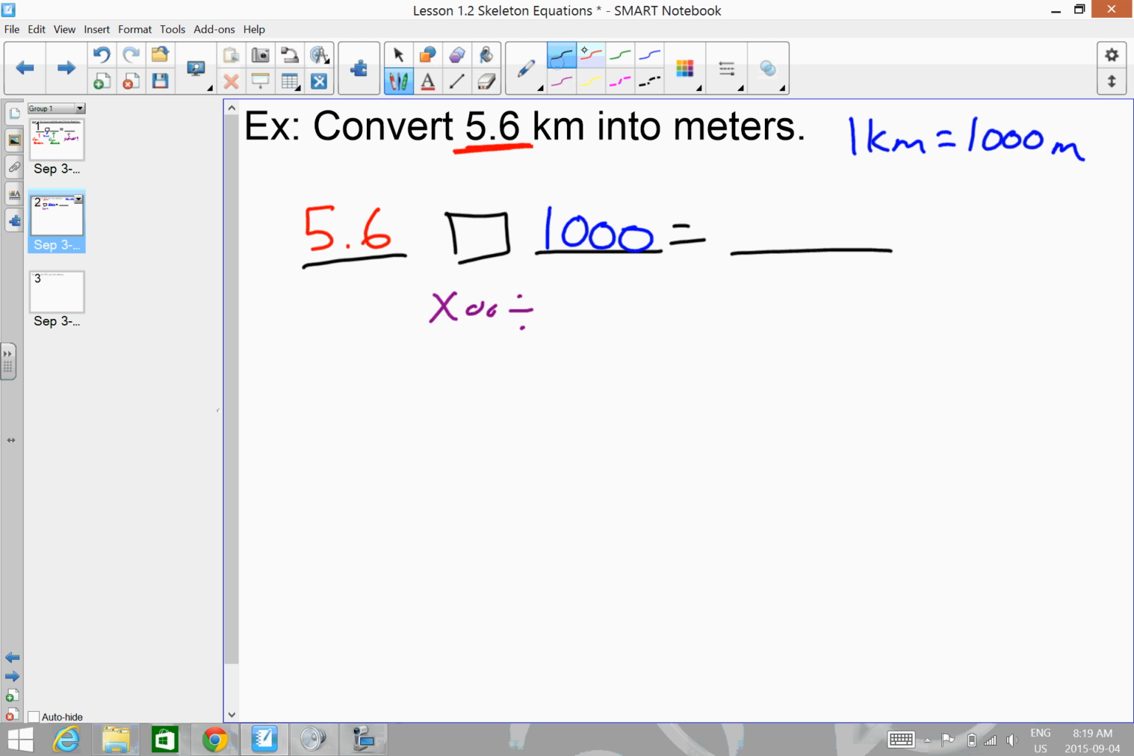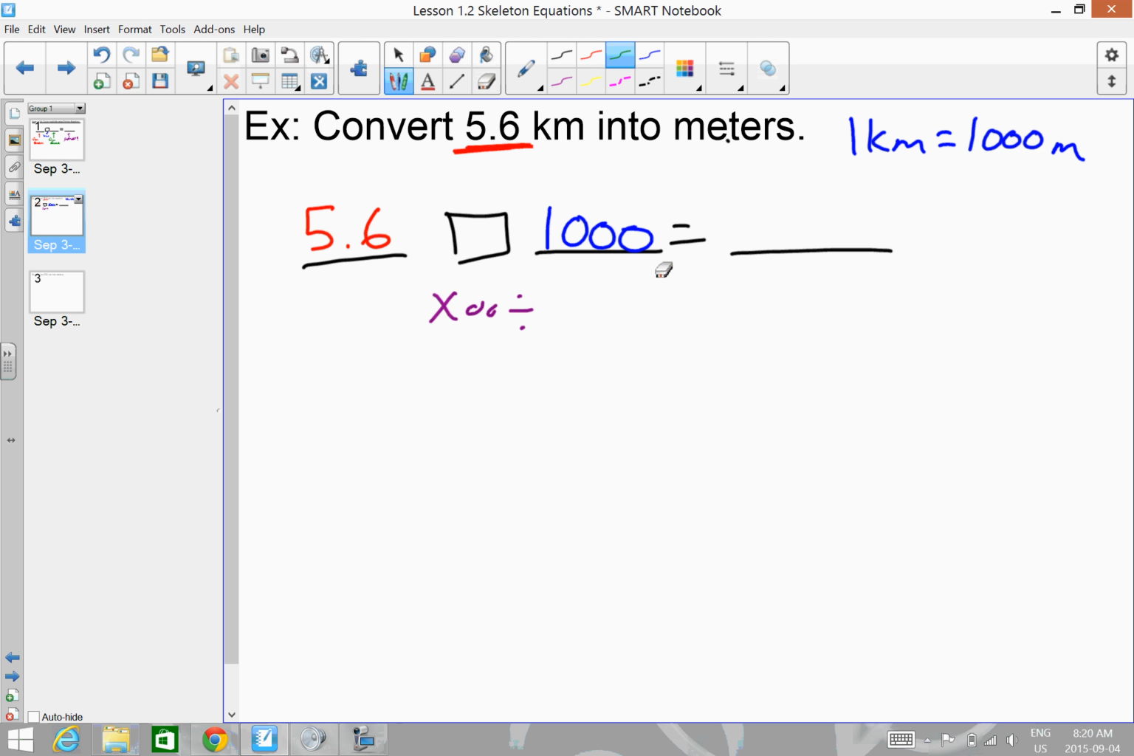So this is when we look at the units. We're starting with a big unit and we're switching to a smaller unit because a kilometer is bigger than a meter. So when we're switching to a smaller unit, there's going to be more of them. There's going to be more of that smaller thing. So we're trying to make the number bigger. So we're going to multiply.